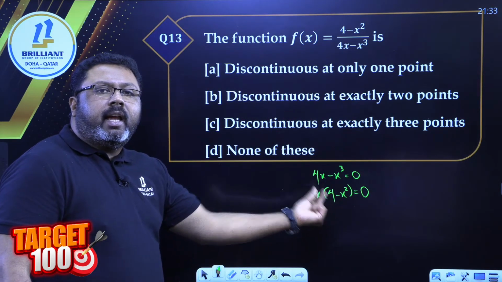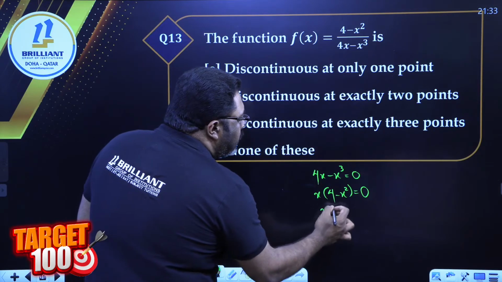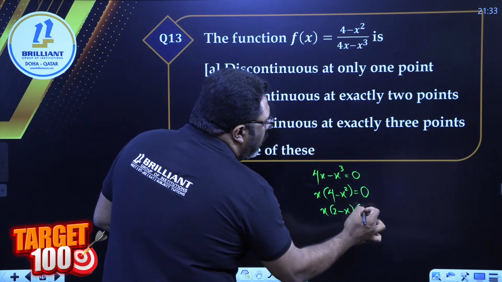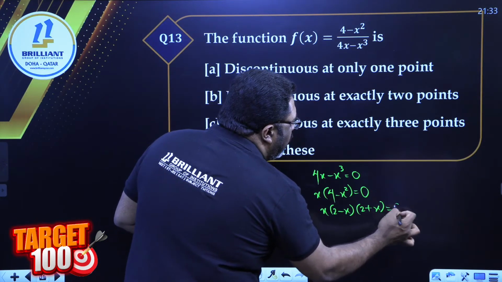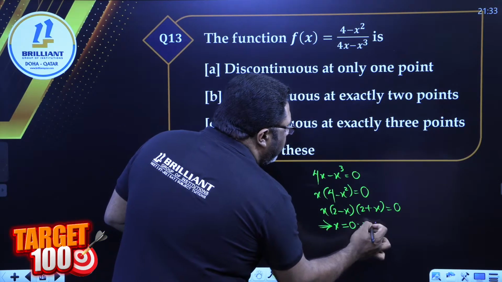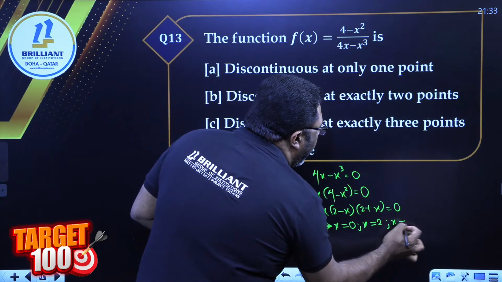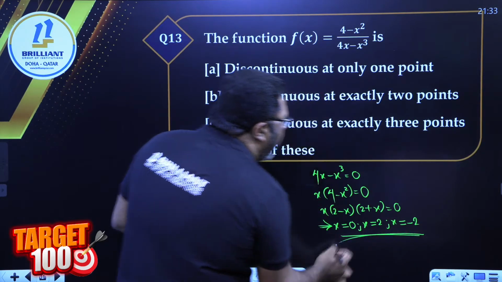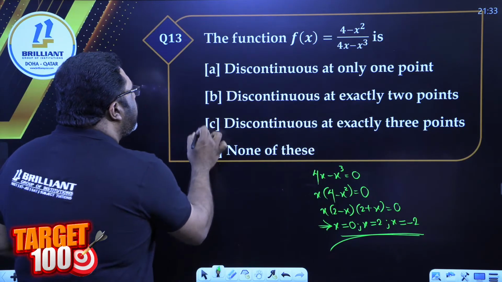The second bracket is like a squared minus b squared, which is a minus b into a plus b equal to 0. So what are my 3 points of discontinuity? X equal to 0, x equal to 2 and x equal to -2. Again, I have 3 points of discontinuity.